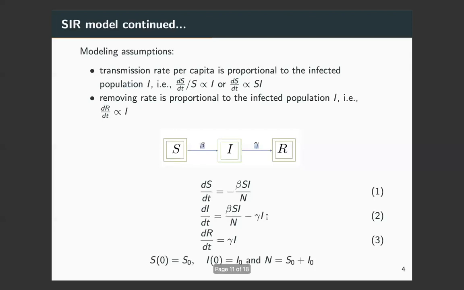And to solve this system, we usually have some initial conditions. We assume at time 0, there are S0 susceptible individuals and I0 infectious individuals, and 0 recovered individuals.